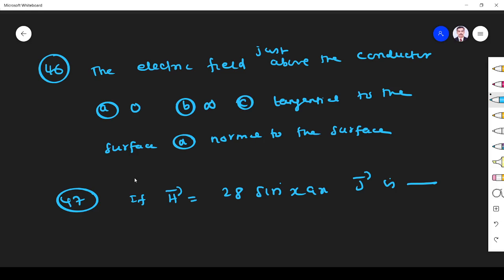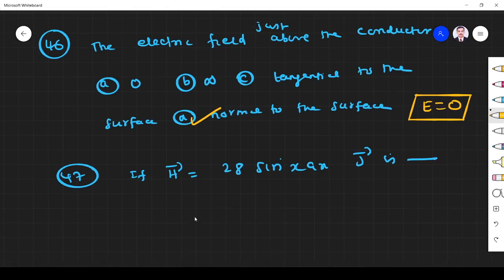The next question is the electric field just above the conductor. The electric field just above the conductor is normal to the conductor surface. Inside the conductor, electric field is 0, right? So that is a very, very important point.